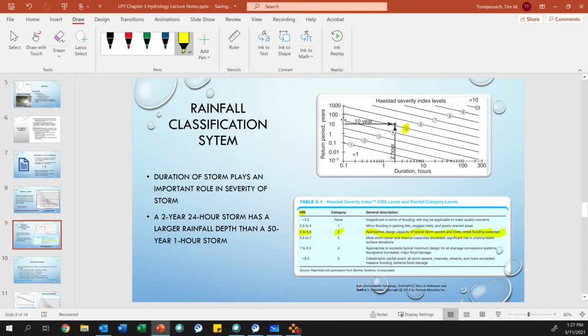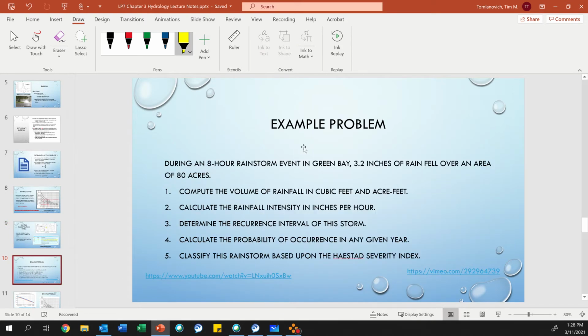The reason why this is important is because a 2-year 24-hour storm has a larger rainfall depth than a 50-year 1-hour storm. So remember, there are 3 pieces to the puzzle: intensity, duration, and return period. Just because you think it's a 100-year storm doesn't necessarily mean it's more damaging than a 5-year storm whose duration is longer. So let's do our example here.